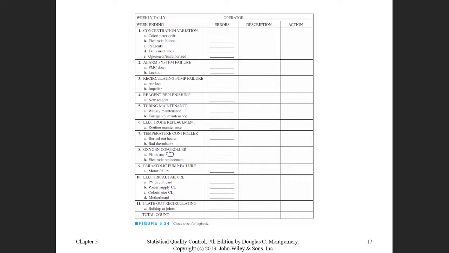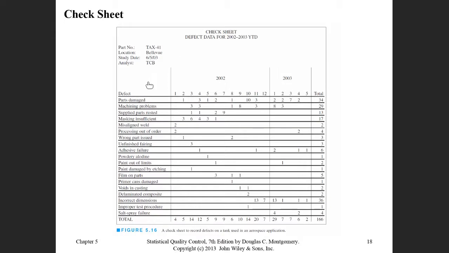So they have a list of checkpoints and errors, description, action, or it can be something simple like this one here. This is the defect type, based on the month in the year from 1 to 12. And then what the defect was, for example, parts damaged, how many of them in month 2? There was only 1, 3 in April, 1 in May, processing out of order, it was 2 in January, and so on. So you can have tracking with a check sheet.